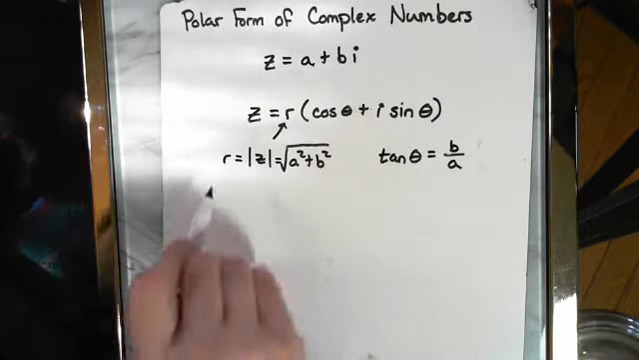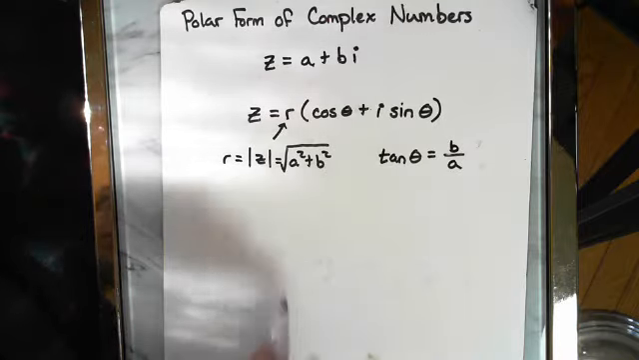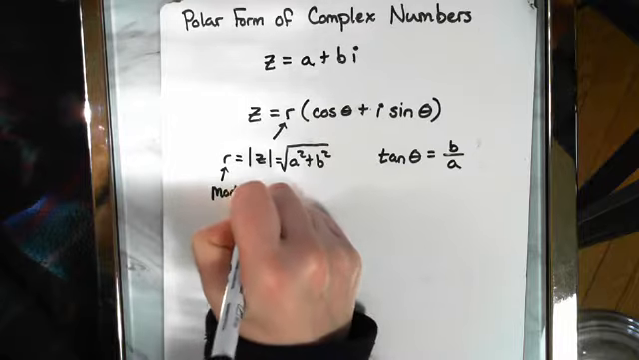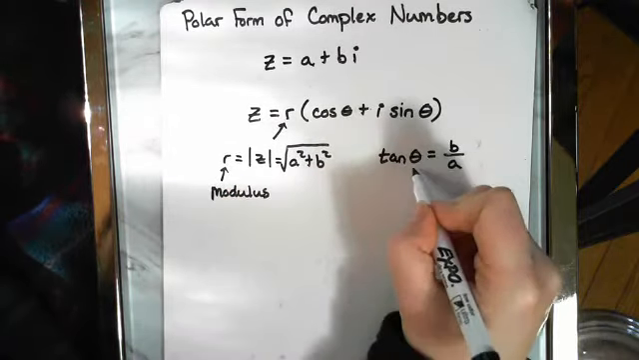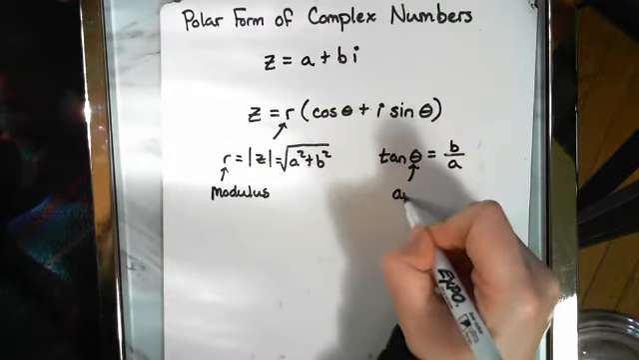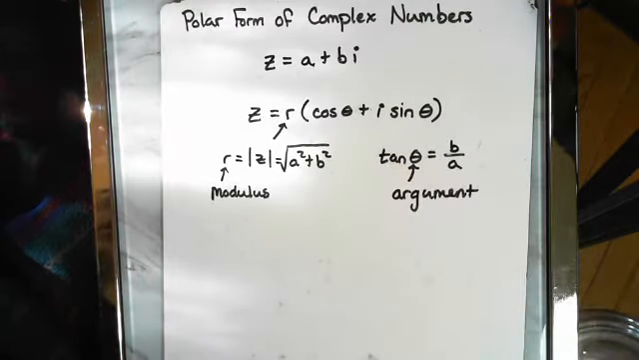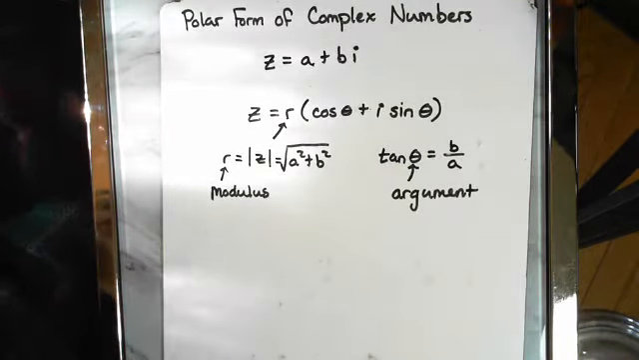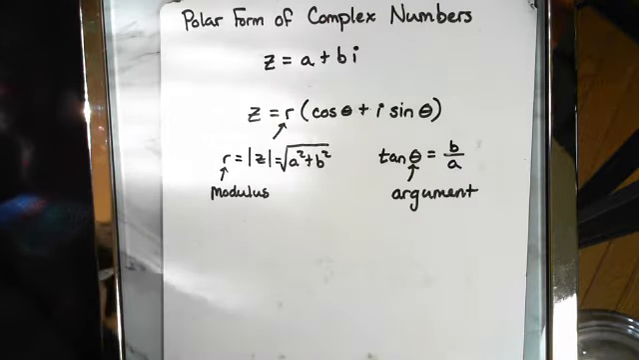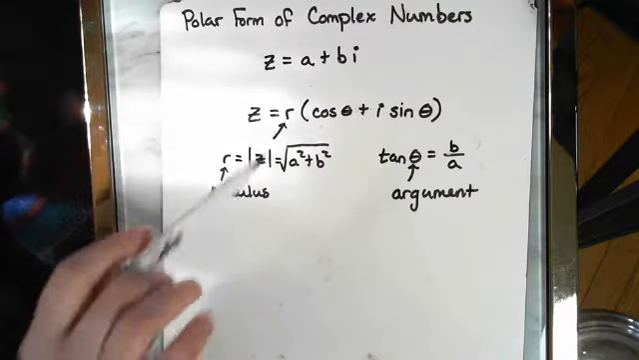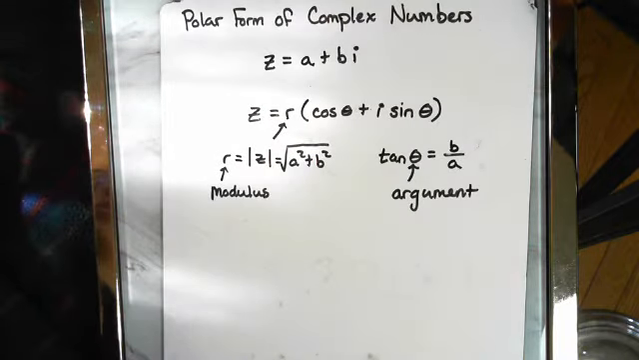Okay, so r, let me just give you a few more words. r is the modulus, and theta is the argument. Okay, r is the modulus and theta is the argument. Polar form is also known as trigonometric form because we're giving it in terms of trig functions.